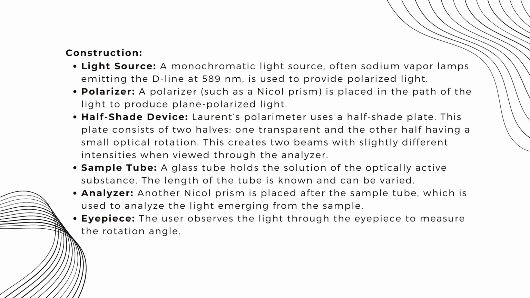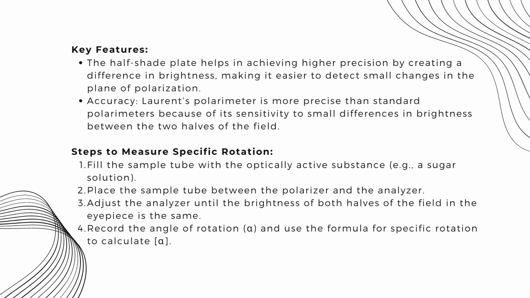Analyzer: another nickel prism is placed after the sample tube, which is used to analyze the light emerging from the sample. Eyepiece: the user observes the light through the eyepiece to measure the rotation angle. Key features: the half-shade plate helps in achieving higher precision by creating a difference in brightness, making it easier to detect small changes in the plane of polarization.